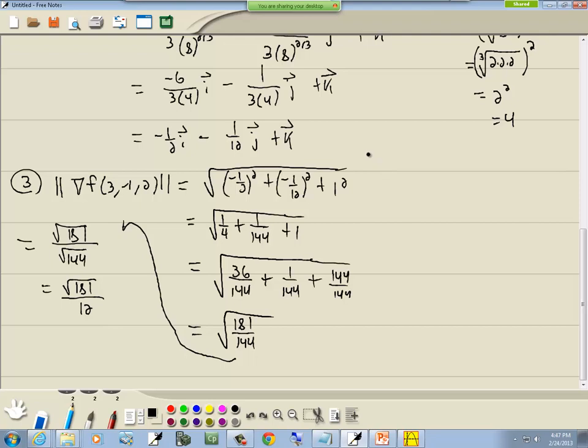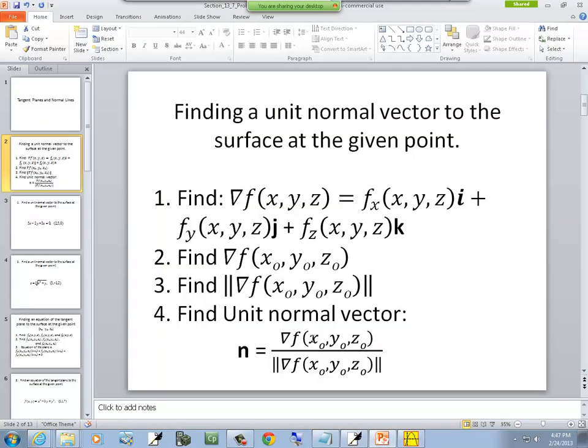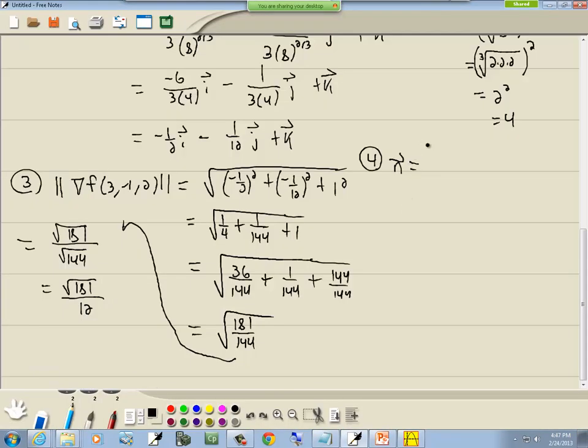Okay, well, for step 4, we need to find our normal vector, which is going to be del f over the magnitude of del f.